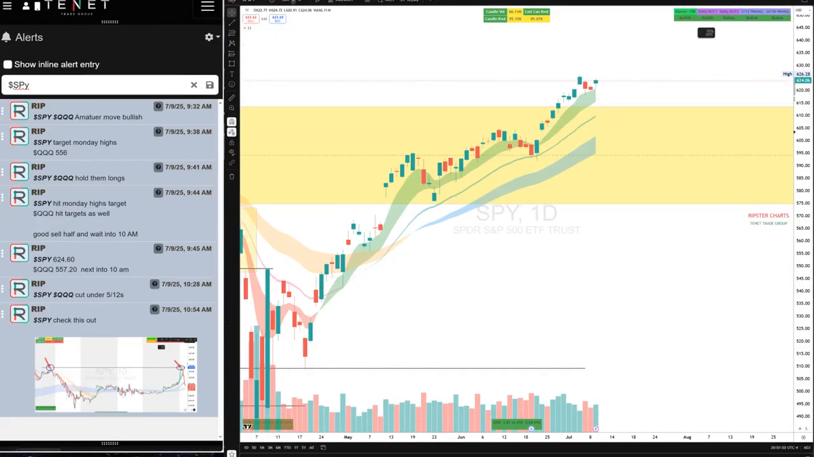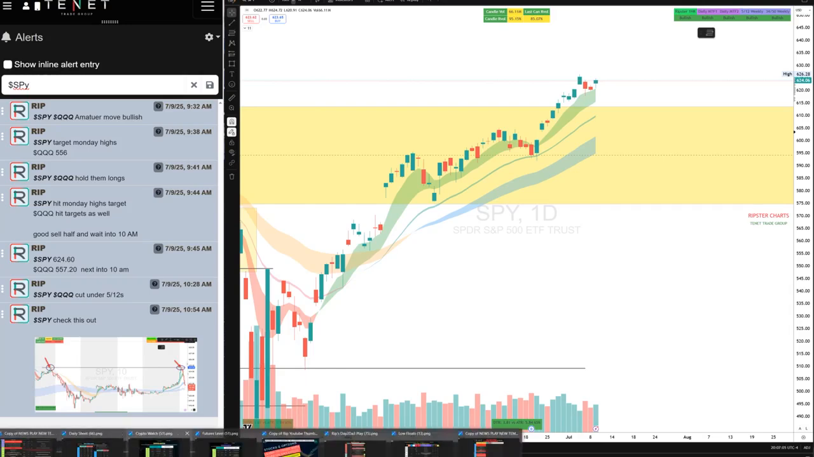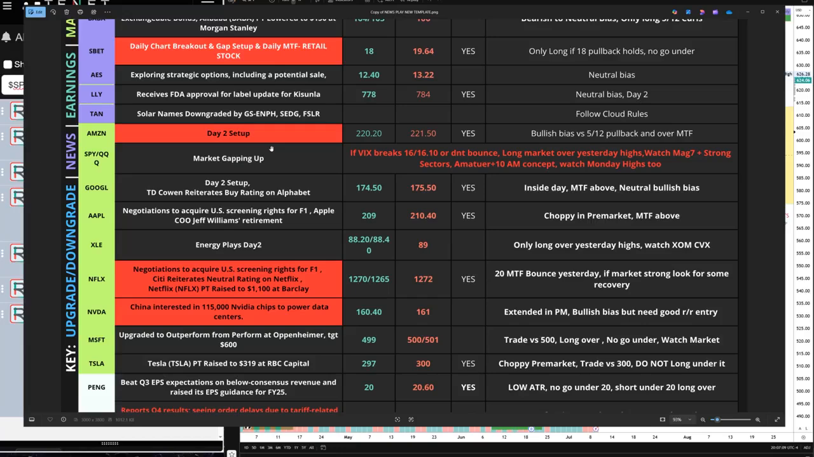Let's look at the plan in the pre-market. What was our plan on SPY and QQQ and how did we try to trade that? The plan was simple. If VIX breaks 16 or 16.10, or doesn't bounce, any of those three criteria, we will long the market over yesterday's highs. I also said to watch the Magnificent Seven and strong sectors.